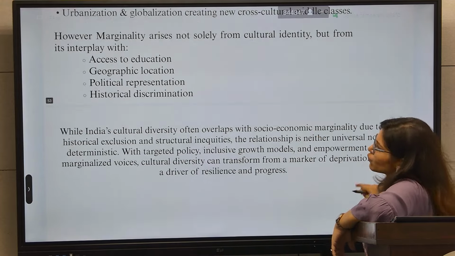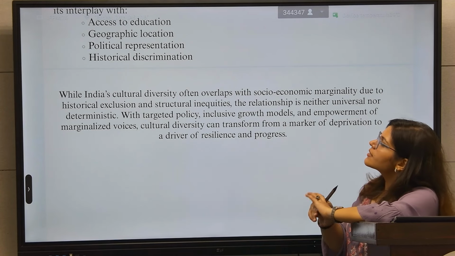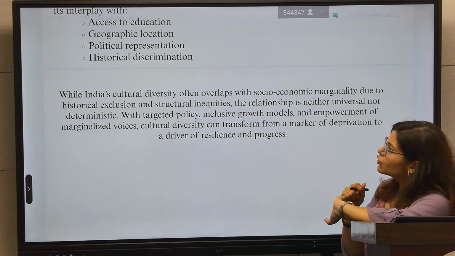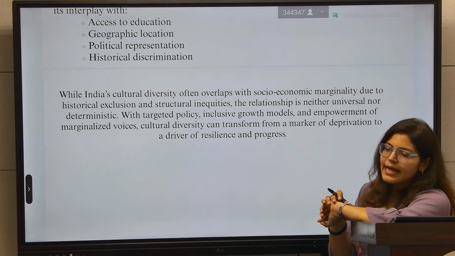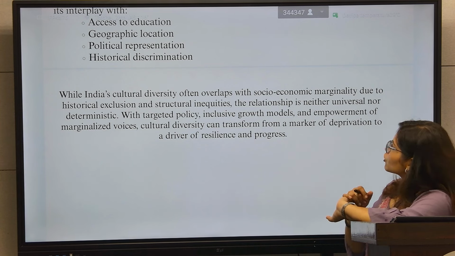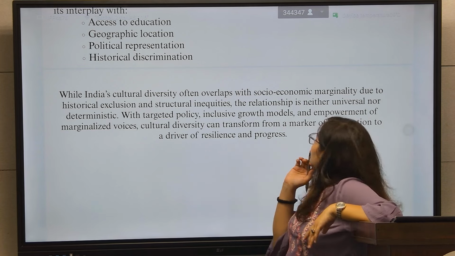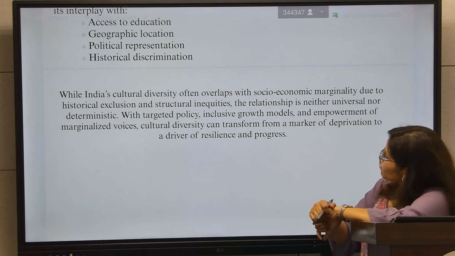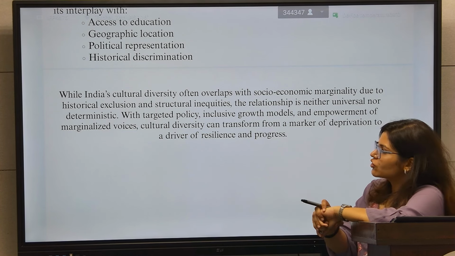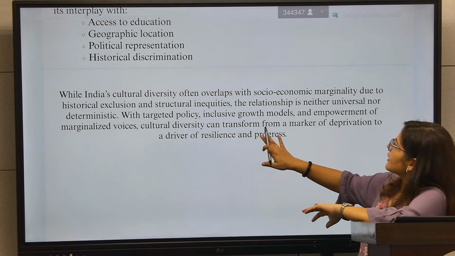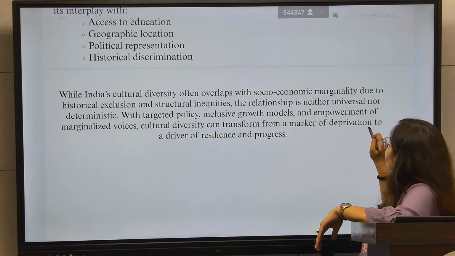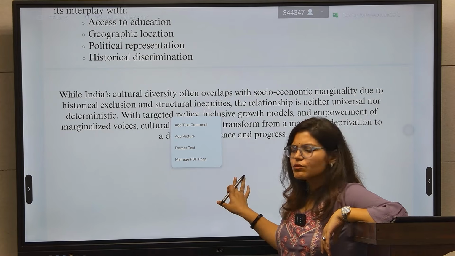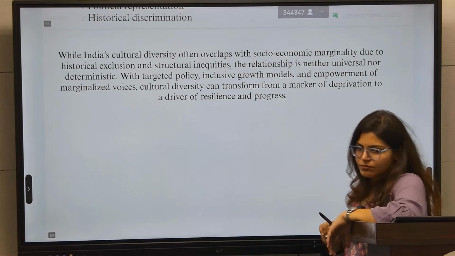Then conclude your answer: while India's cultural diversity often overlaps with socio-economic marginality due to historical exclusion and structural inequality, the relationship is neither universal nor deterministic. With targeted policy, inclusive growth models and empowerment of marginalized voices, cultural diversity can transform from a marker of deprivation to a driver of resilience and progress. In this way you have to conclude your answer.